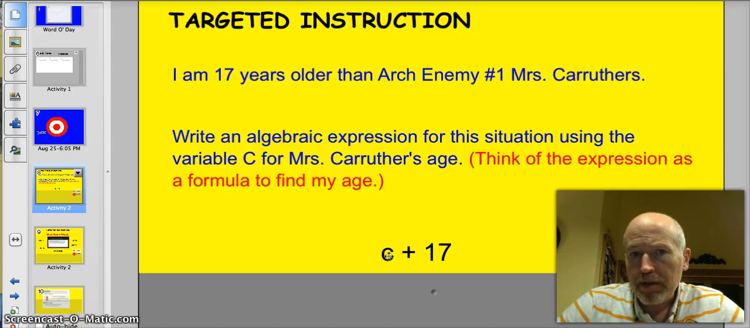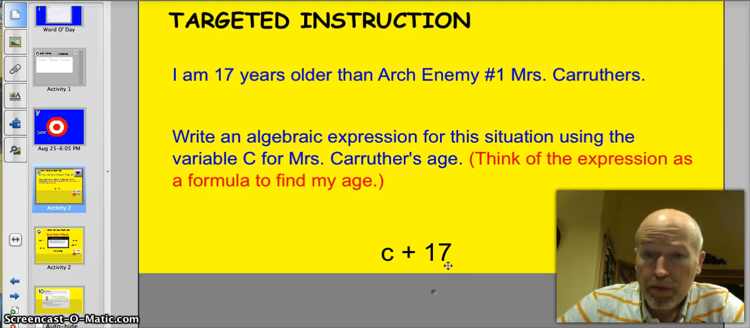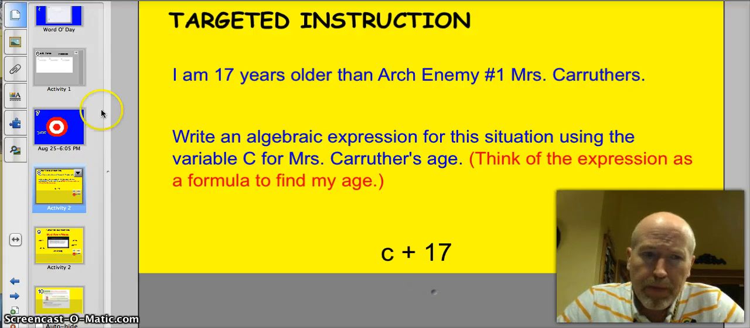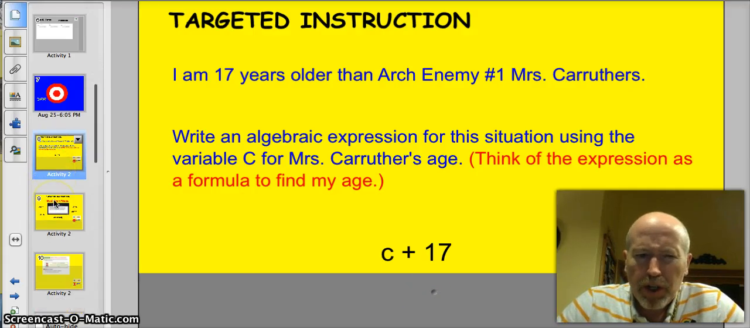Well, there's c, there's Carruthers' age, plus the 17 years older that I am. That's how you determine my age. Carruthers' age plus 17. Okay? Sound familiar? It should. 1.7a and b, we worked on a lot of these things.